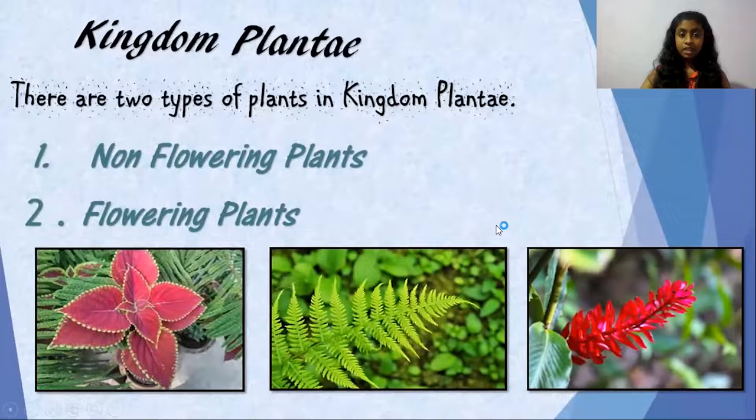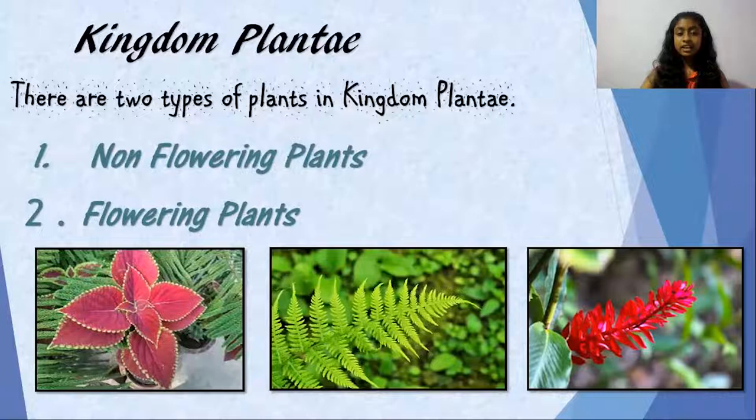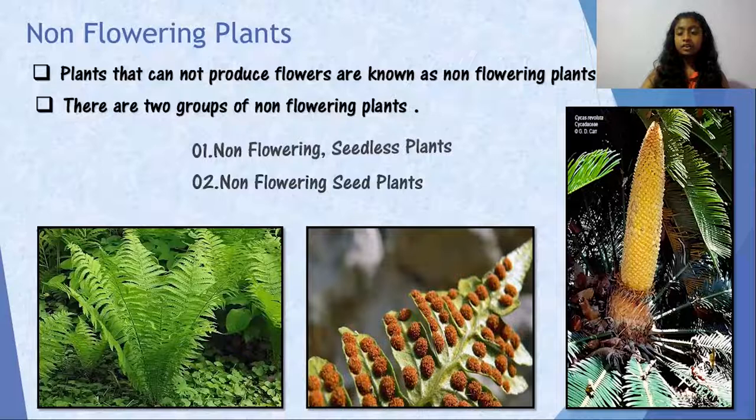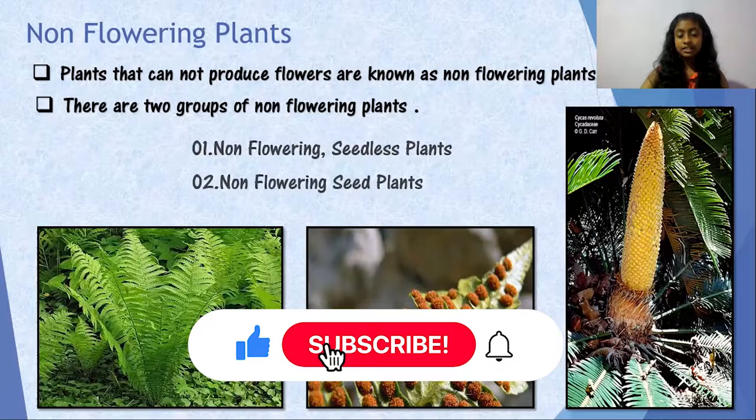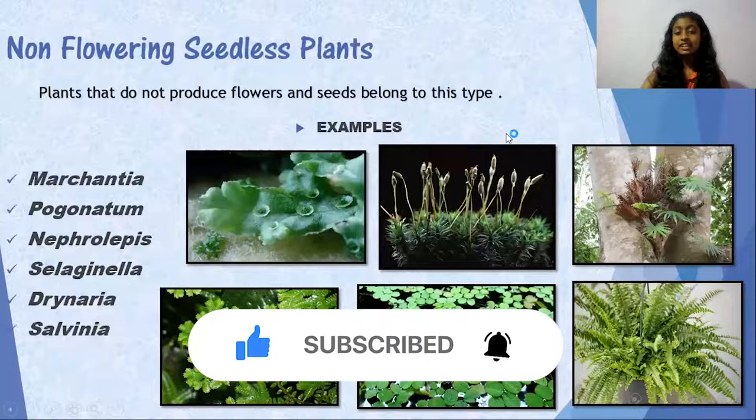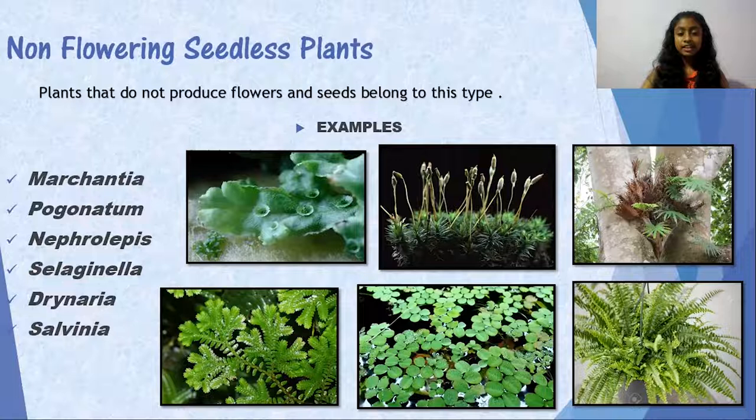The kingdom Plantae is mainly divided into two groups. First one is non-flowering plants and second one is flowering plants. Non-flowering plants. The plants that do not produce flowers are known as non-flowering plants. They are two groups. First one is non-flowering seedless plants and second one is non-flowering seed plants. Non-flowering seedless plants. Plants that do not produce flowers and seeds are known as non-flowering seedless plants. Examples: Marchantia, Polygonatum, Nephrolepis, Selaginella, Bryonaria, and Salvinia.